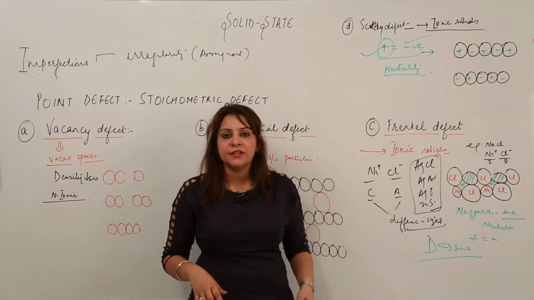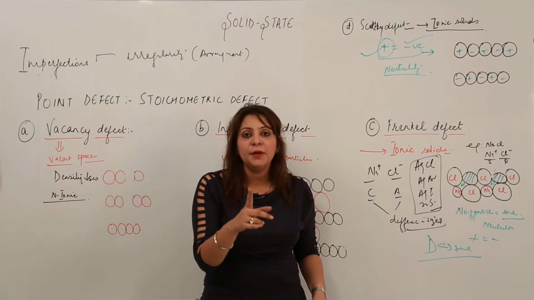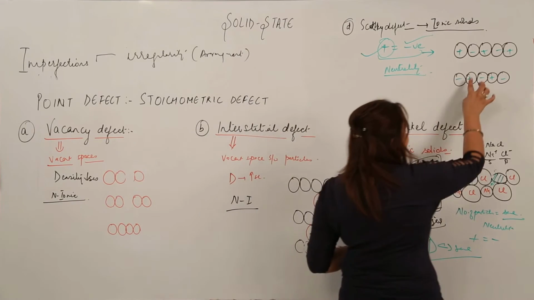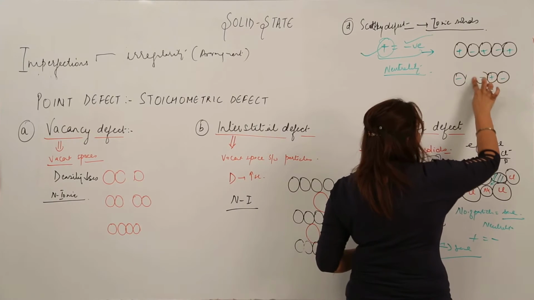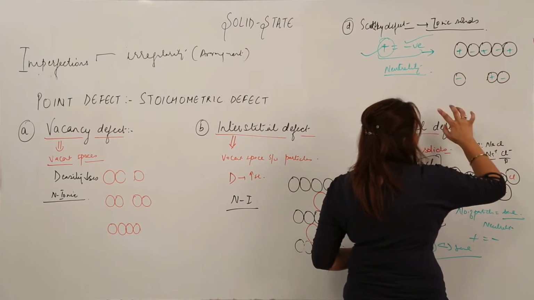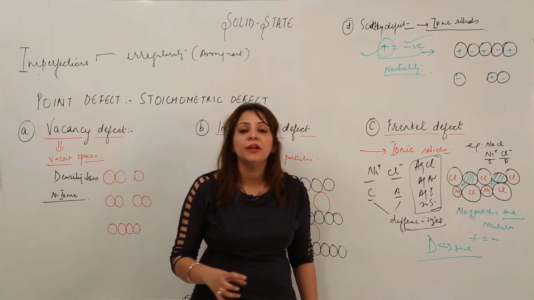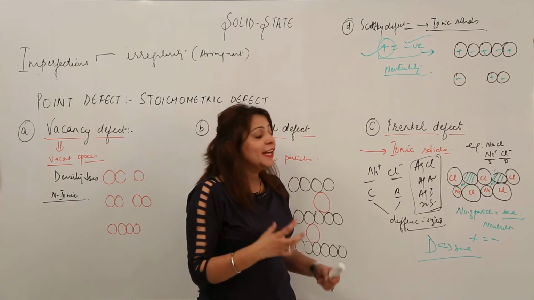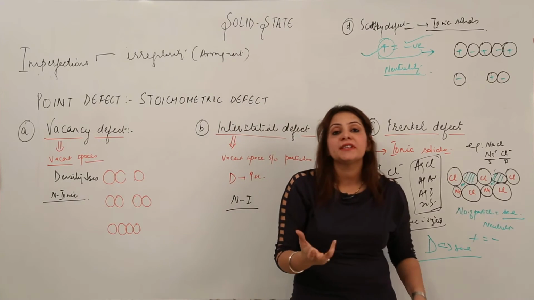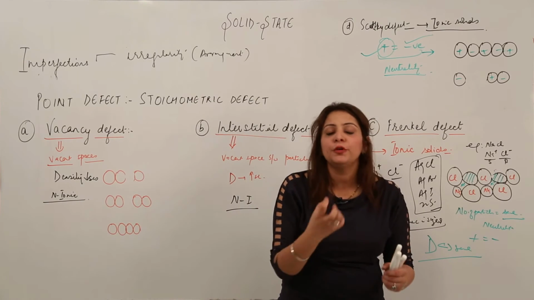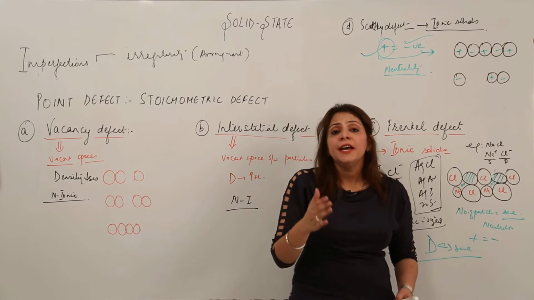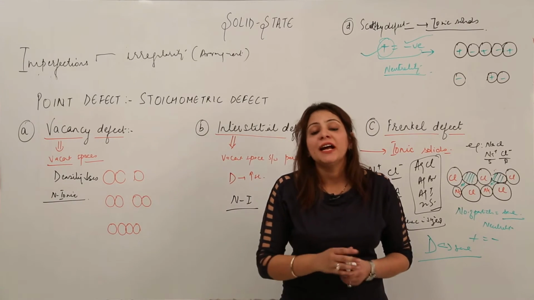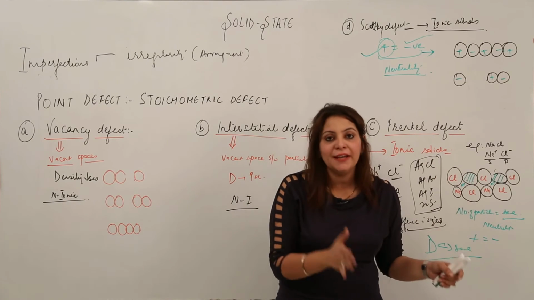So what happens in the case of this defect? In this defect, keep in mind, we have to restore the neutrality. Equal numbers of positive and negative ions are missing from their positions. Suppose this is a lattice, and if I have lost one positive ion, similarly one negative ion is lost from this crystal. So we get to see vacant spaces, and those vacant spaces are created by an equal number of positive and negative ions. Say if two positive ions are missing, simultaneously two negative ions must be missing from the same place. So that means neutrality is restored.